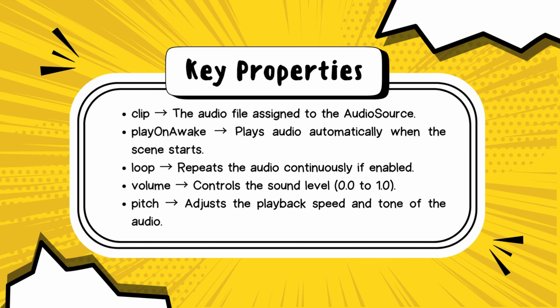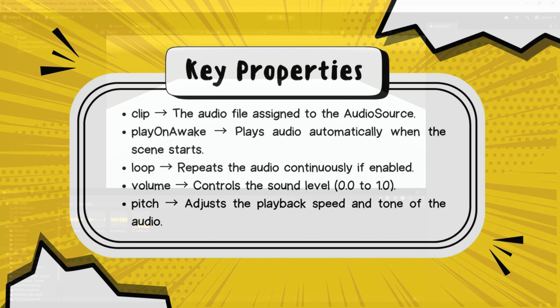Key properties: Clip gives the audio file assigned to the audio source. Play On Awake plays audio automatically when the scene starts. Loop repeats the audio continuously if enabled. Volume controls the sound level, 0.0 to 1.0. Pitch adjusts the playback speed and tone of the audio.